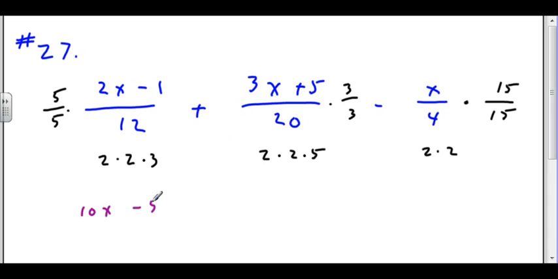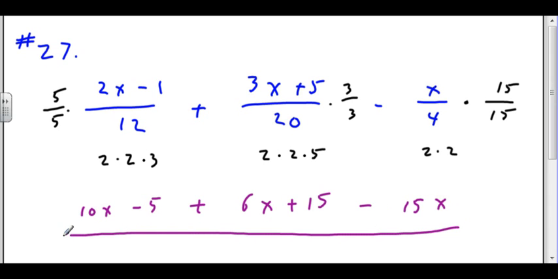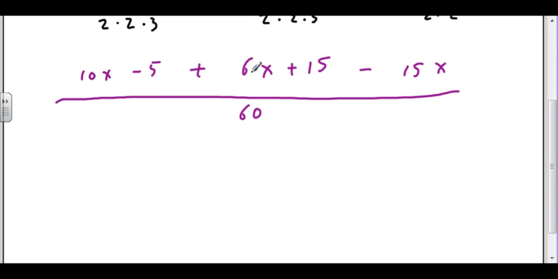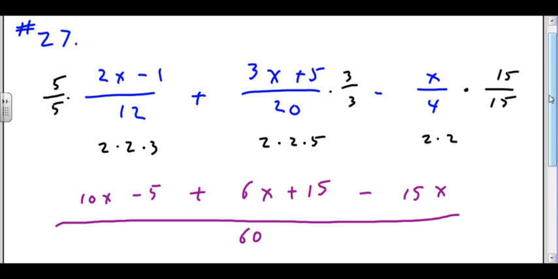10x minus 5 plus 6x plus 15 minus 15x, divided by 60. Okay, so 10 plus 6 minus 15 is x, plus 10, over 60. All right, now I'm going to try to put it in my calculator.